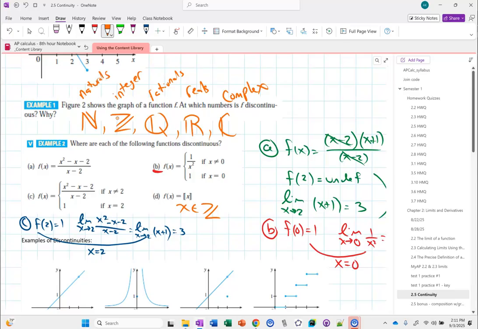In this class, the natural numbers are just 1, 2, 3, 4. You're counting numbers. Yes, sir. So, for D, what does that mean again? That's the floor function. It just rounds down. So every decimal, it just rounds it down to the nearest whole number.